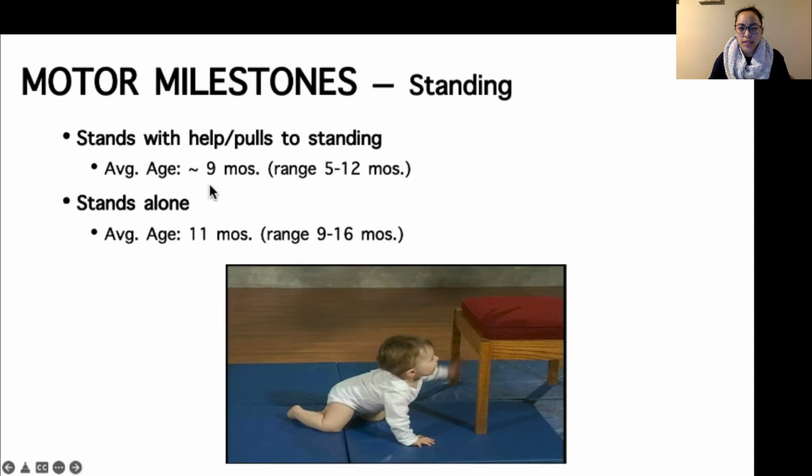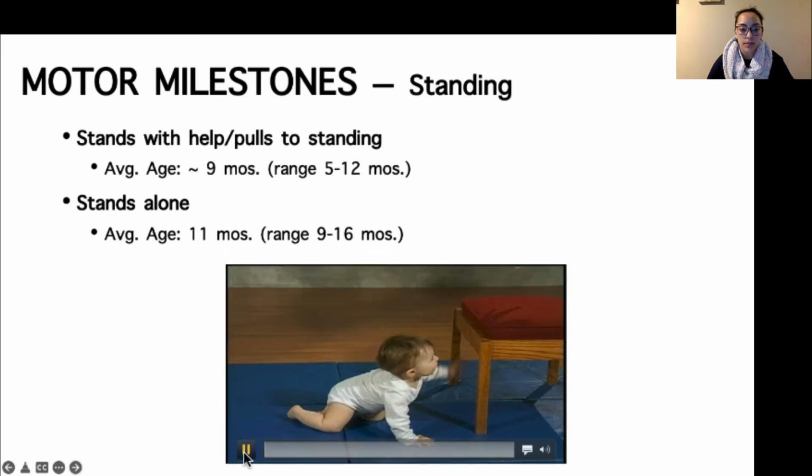So average age is about 9 months though, where they have sufficient leg strength, and also upper body strength, to pull themselves, and then support their body weight there. Usually that progresses to being able to stand alone around 11 months, although this could happen as early as 9 months or appear as late as 16 months.